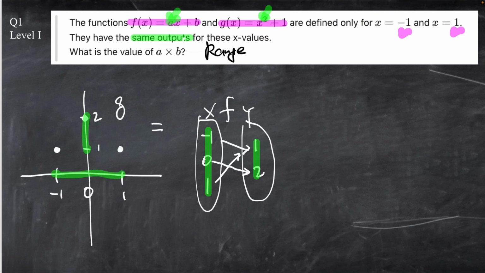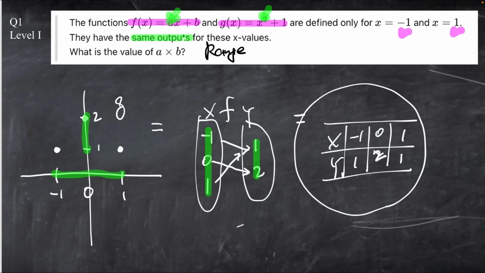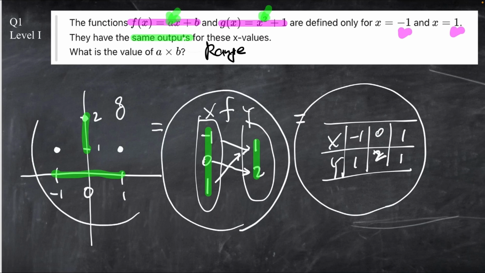You can also represent this in a table. For example, if you have x and y, you can display it in a table like this. -1 corresponds to 1, 0 corresponds to 2, and 1 corresponds to 1. This is all the same function. The way of writing or expressing the function may look different, but the key idea is that the domain and the range must match exactly. Only then can we say it is the same function.